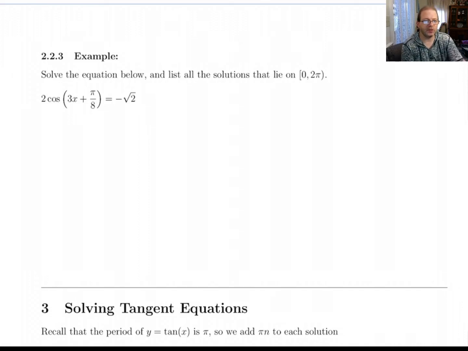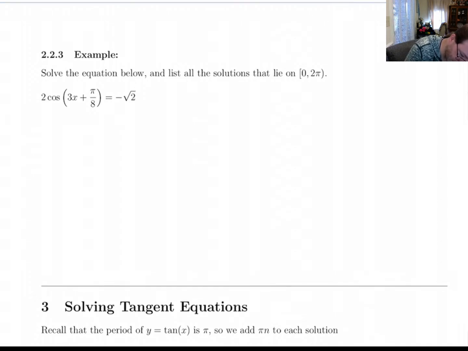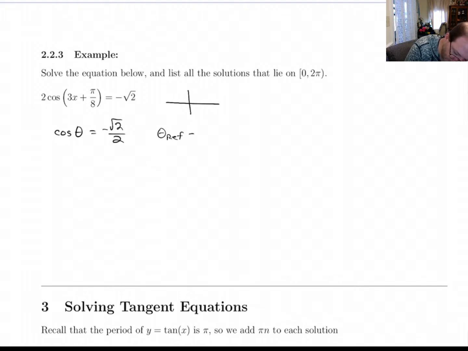All right, let's look at example 223. Solve this equation and find all the solutions that lie between 0 and 2 pi. So I'm going to isolate the cosine. So we get cosine of, and I'm going to go ahead and call this theta, is minus root 2 over 2. And so solving this, if cosine is root 2 over 2, that's going to give us a reference angle of pi over 4.